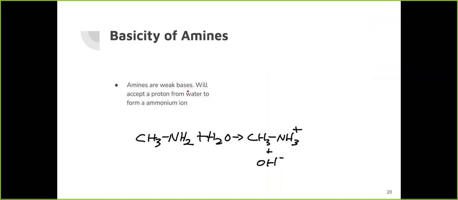Amines are weak bases. They will accept a proton from water to produce an ammonium ion. So here we've got very simple methylamine reacting with water. It can act as a weak base and accept a proton from your water molecule and be in solution with a hydroxide ion.